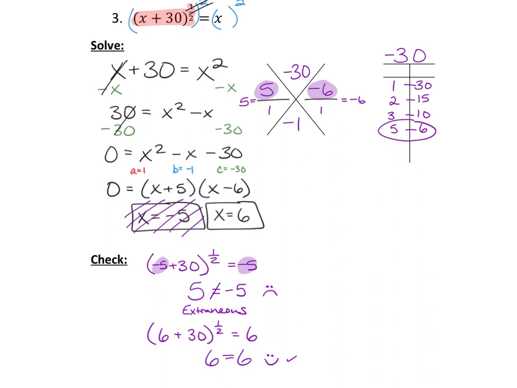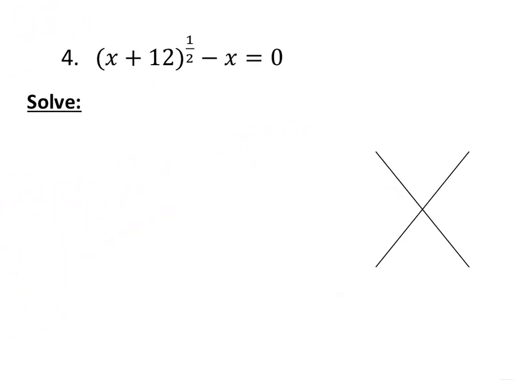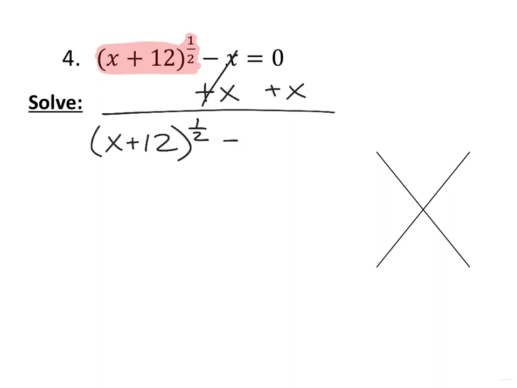Okay, we've got one more, and y'all are gonna drive on this one. So you're going to have to tell me what to do each step. What's the first question you should ask yourself when starting one of these? Do we need to isolate? Okay, great. So, do we need to isolate? Yes. What do we have to move to get it to be isolated? The x. So we're going to add x to both sides so that these cancel. We would have x plus 12 raised to the 1/2 equal to x.